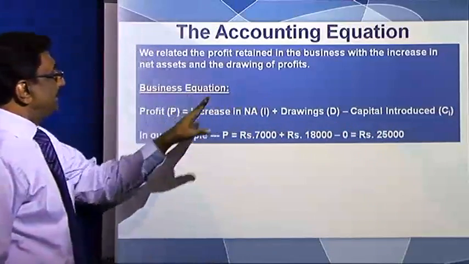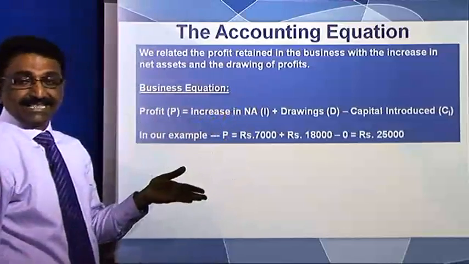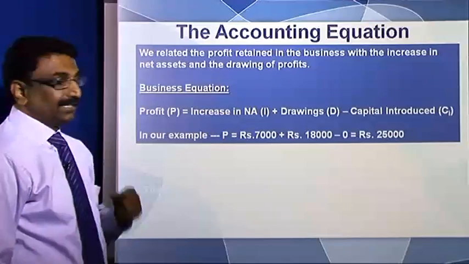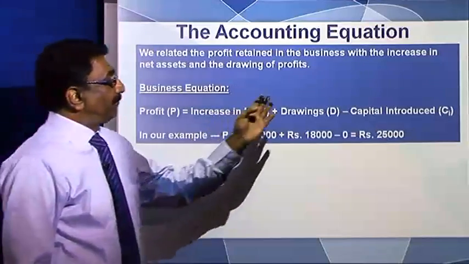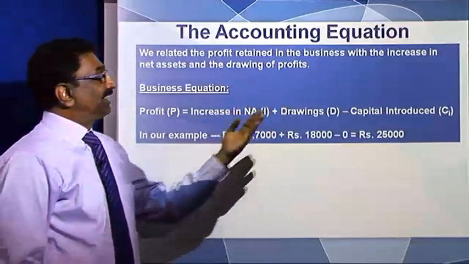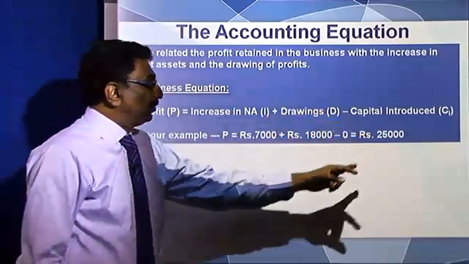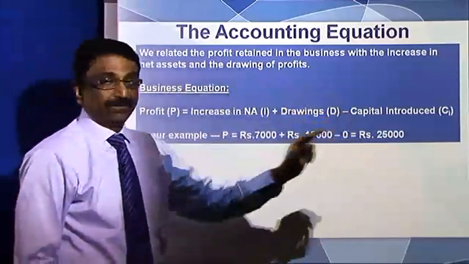So, the business equation is nothing but the increase in net assets, that is ending net assets less beginning net assets, plus drawings which the owner has taken out, less any new capital the owner has put in, which will give you the profit for the period.